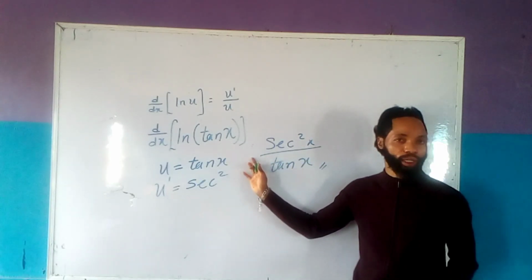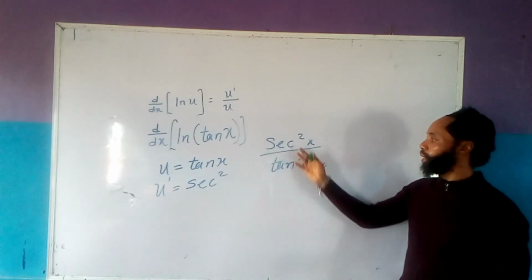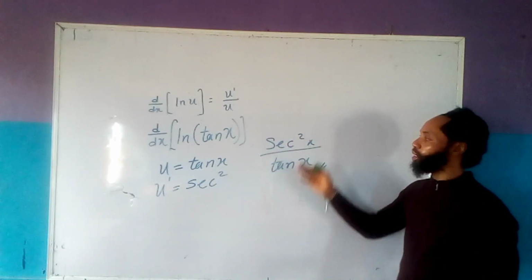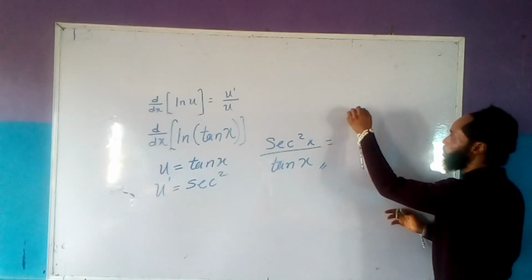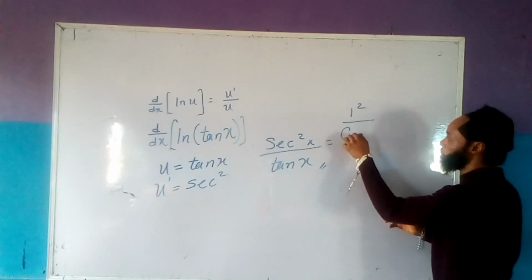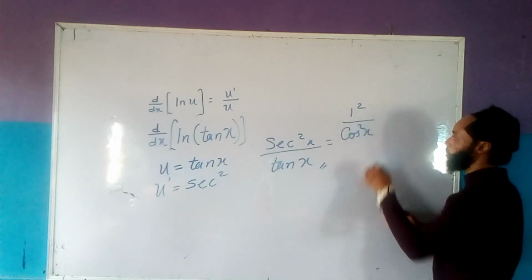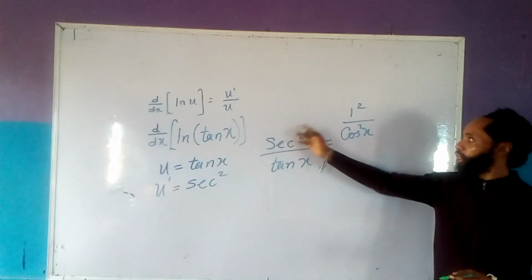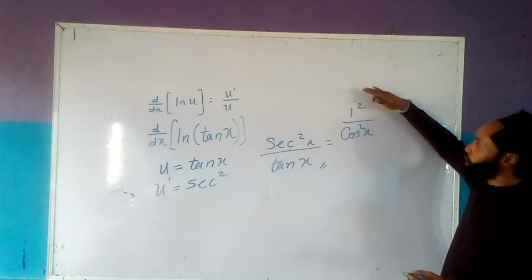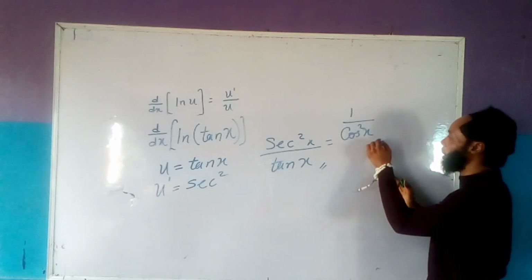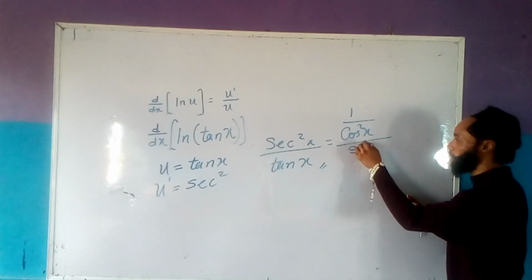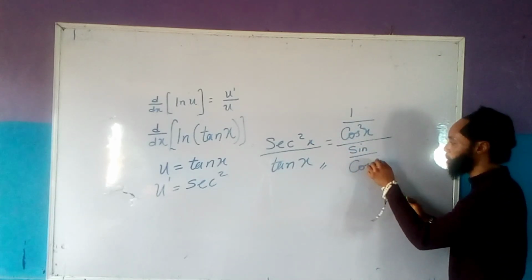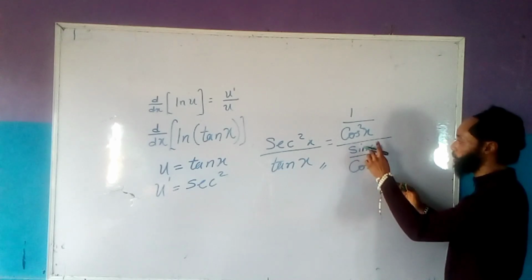But we can further break this down. We can further break down sec square x. You can write that as 1 over cos square x. I'll leave that as 1 all over cos squared x. All over tan x, which is sine x over cos x.